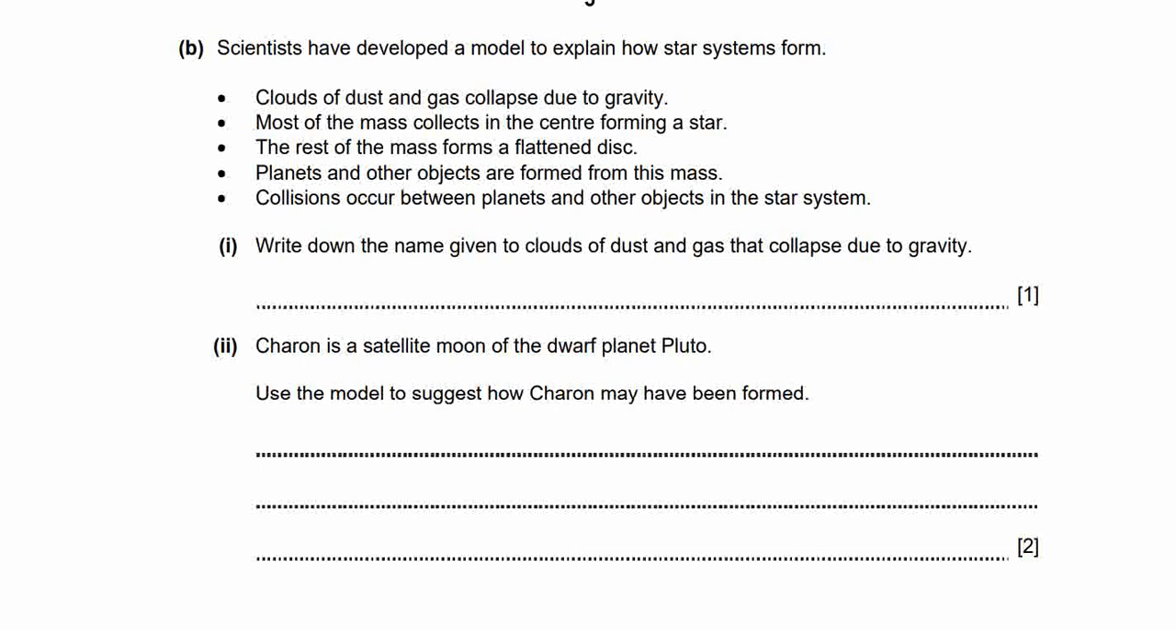Next, question B. Scientists have developed a model to explain how star systems form. A cloud of dust and gas collapses due to gravity. Most of the mass collects in the center, forming a star. The rest of the mass forms a flattened disk. Planets and other objects are formed from this mass. Collisions occur between planets and other objects in the star system. Question B, part 1. Write down the name given to clouds of dust and gas that collapse due to gravity.